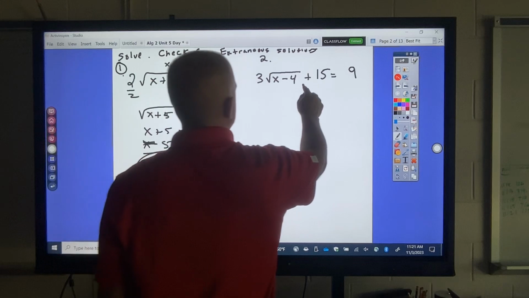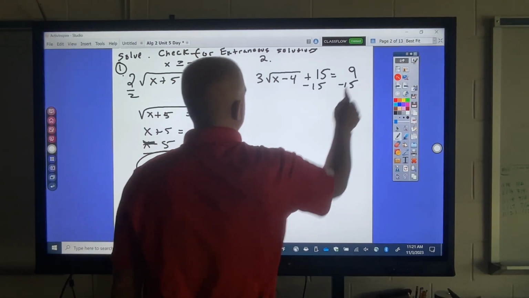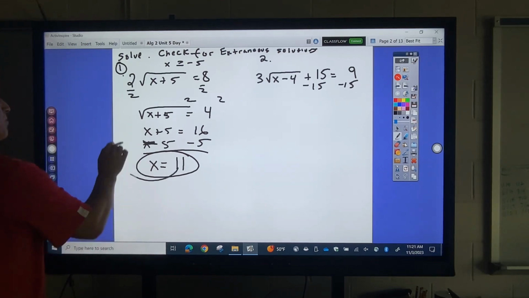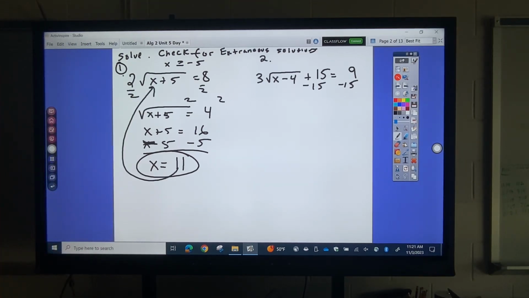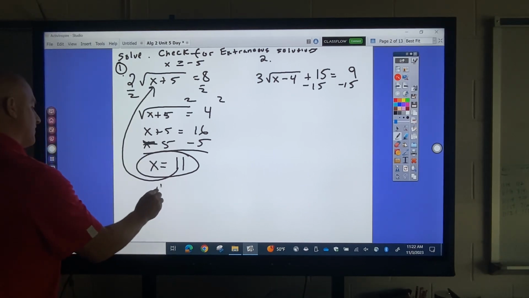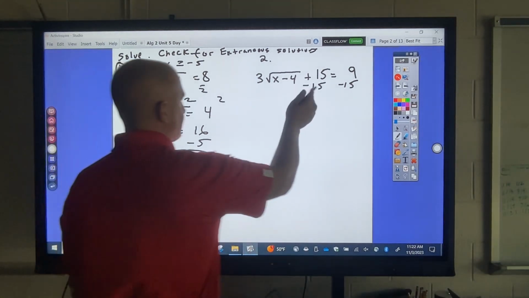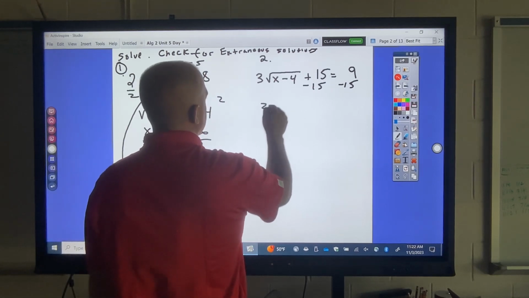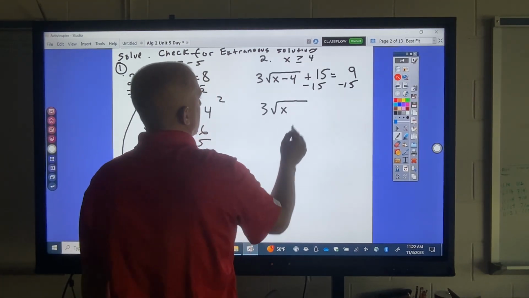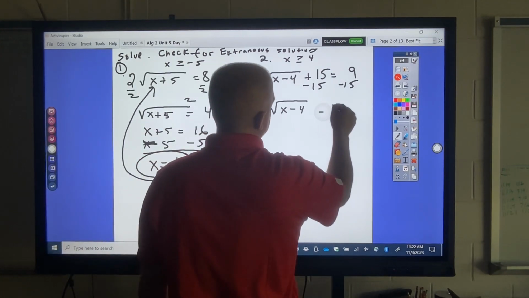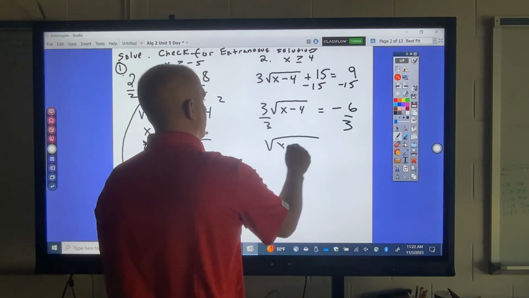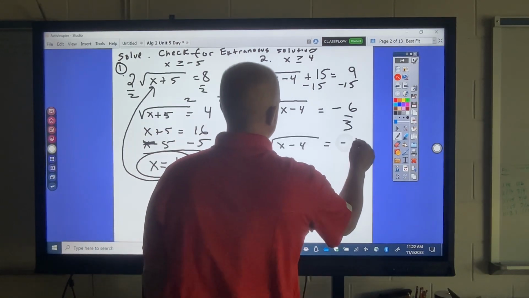This one, I subtract 15. The other thing I want to do is make sure when I put this back in here, I get a positive number. So 11 plus 5, 16, good, that's positive, so I'm fine there. So this one, I got 3. First of all, x would have to be greater than or equal to 4. Okay, I subtract 15, I get negative 6. Divide by 3, I get negative 2.